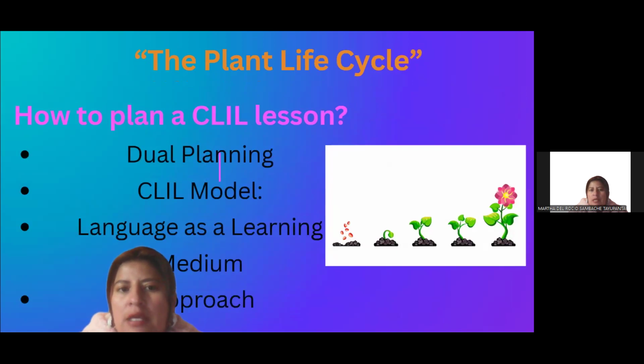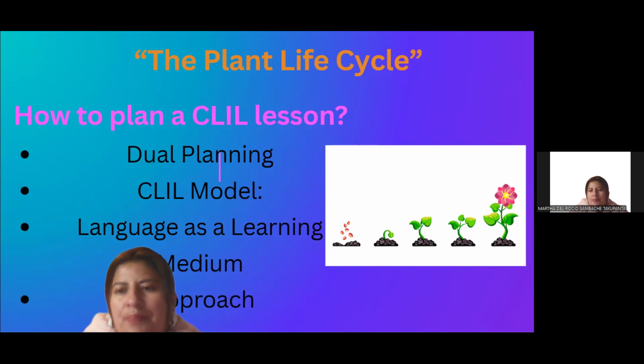The lesson plan is the plant life cycle. How to plan a CLIL lesson: dual planning. Here we integrate curricular content with language learning, using the CLIL model with the 4 Cs: content, communication, cognition, and culture. The approach is student-centered and connected to their environment, with language as a learning medium, developing critical and linguistic thinking.